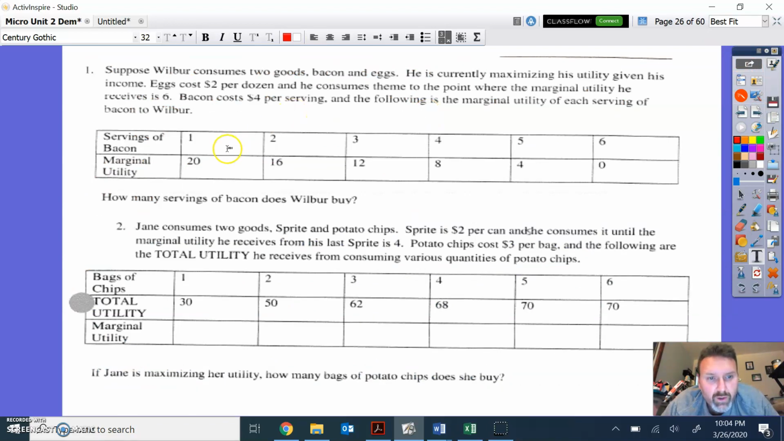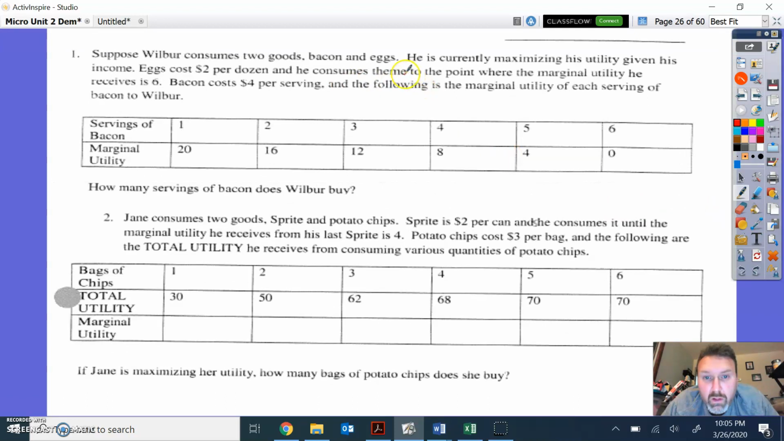C, another chart here. Okay? Now let's talk this. Wilbur consumes 2 goods, bacon and eggs. He's currently maximizing utility given his income. Eggs cost $2 per dozen and he consumes them, okay, them, my bad, let me cross it out there, them to the point where the marginal utility he receives is 6. Okay, so we have the price and the marginal utility he receives is 6. So we have the MU and we have the P.